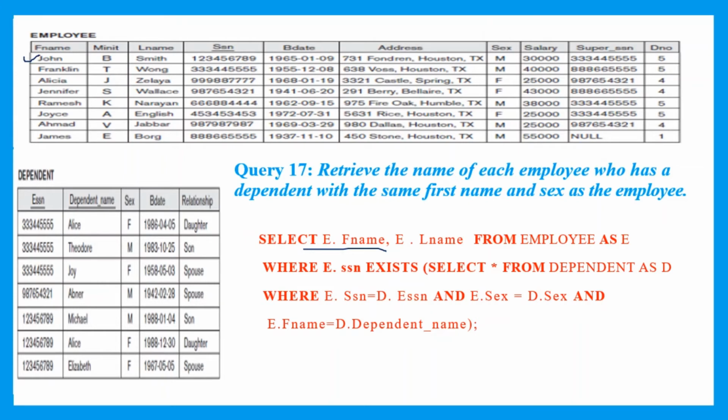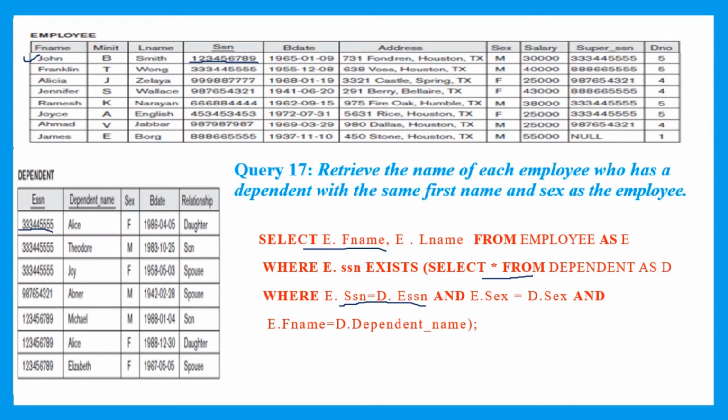The SSN is 123456789, and the innermost query is making use of the dependent table. D is an alias for the dependent table. We are checking the condition, whether employee SSN is equal to dependent ESSN or not. Now the outermost query is giving the result SSN 123456789. This 123456789 is compared with the ESSN of the first row of the dependent table. Now both are not matched.